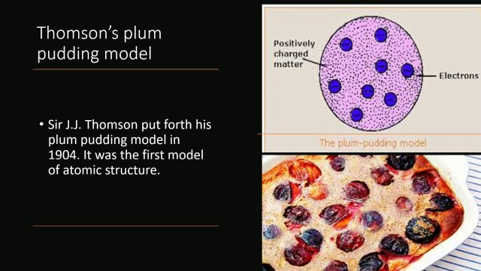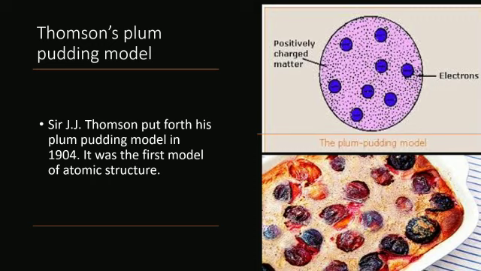The plum pudding model of atom put forth by Thomson in the year 1904 is the first model of atomic structure. According to this model, the positive charge is distributed throughout the atom and the negatively charged electrons are embedded or placed in it. The distributed positive charge is balanced by the negative charge of the electrons. Therefore, the atom becomes electrically neutral.